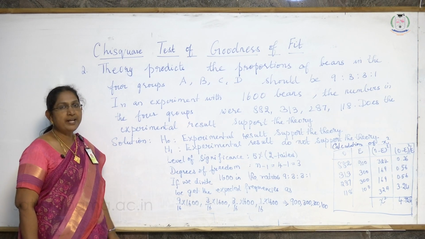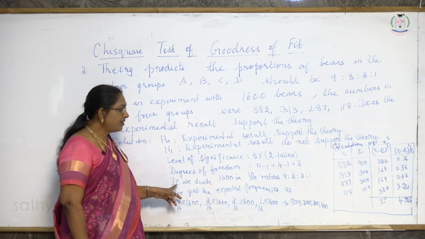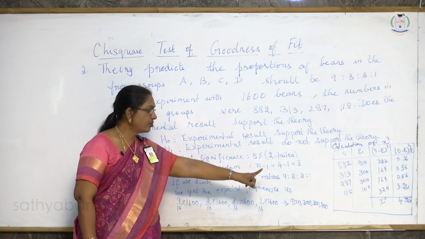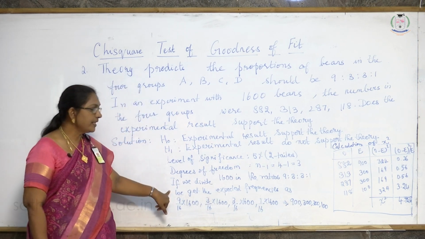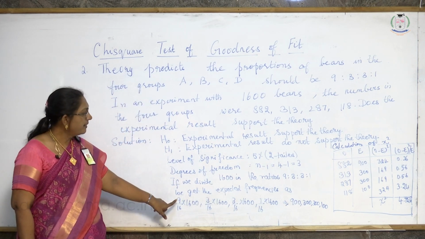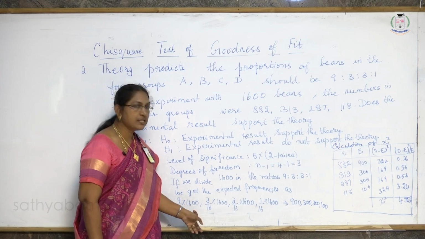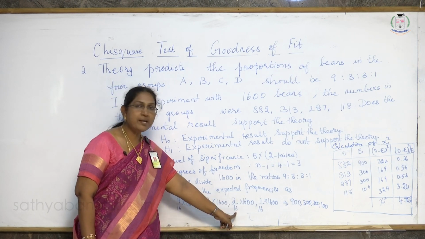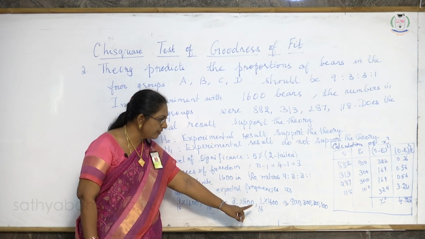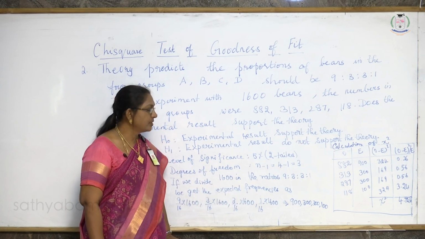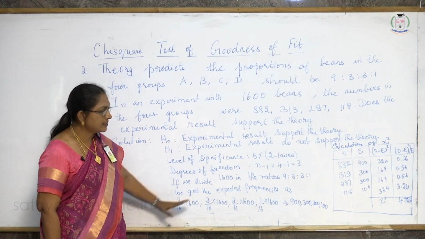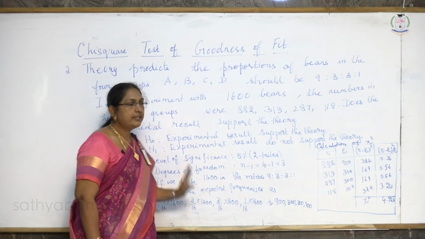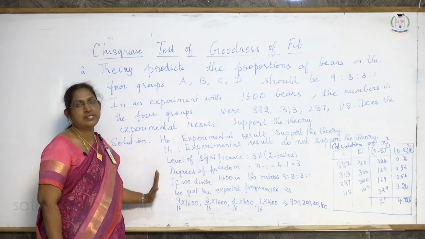And now we have to find out the expected frequency. Now, the method for finding it is, we have to divide in the ratio 9:3:3:1. So, we get the expected frequencies as 9/16 into 1600, 3/16 into 1600, 3/16 into 1600, and then 1/16 into 1600. So, we get it as 900, 300, 300 and 100. These are the expected frequency.